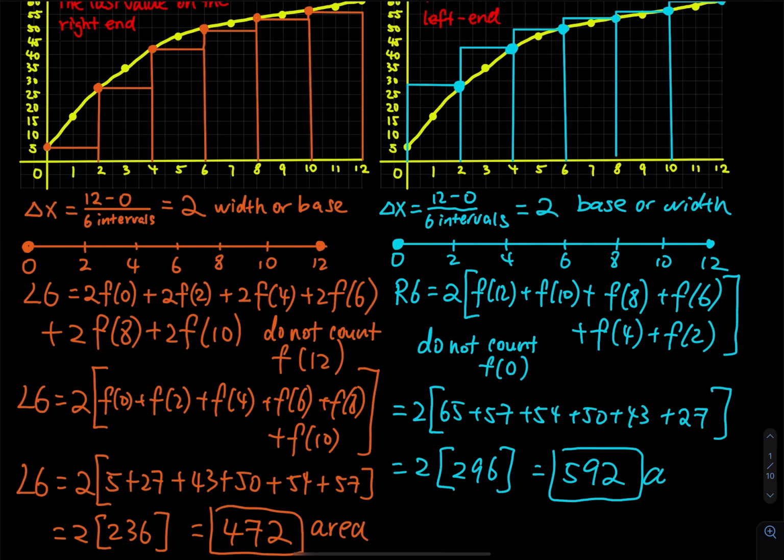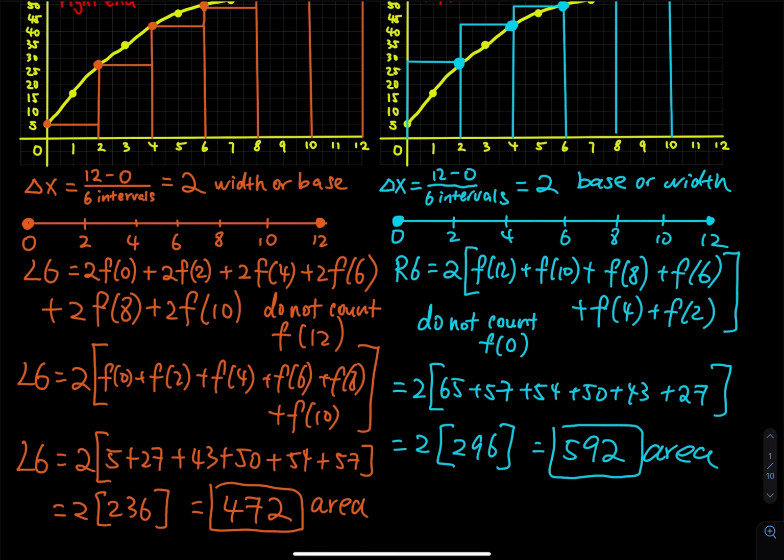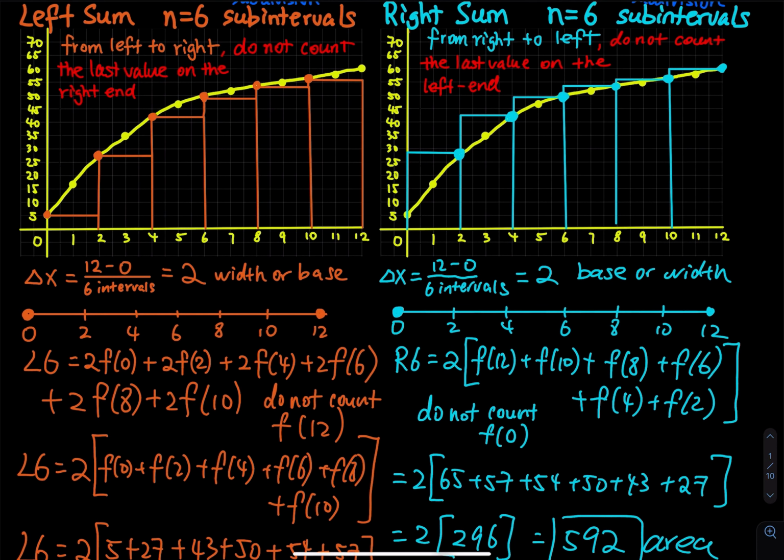So this is the area. Now let's compare the left and right. The left is 472, the right is 592. Which one is an underestimate? If you take a look at the left, do you see that every time we make a rectangle, we miss some area on the top, right? So the left sum is definitely an underestimate.